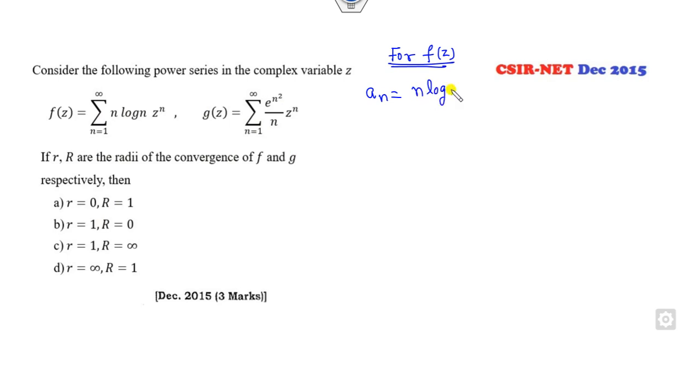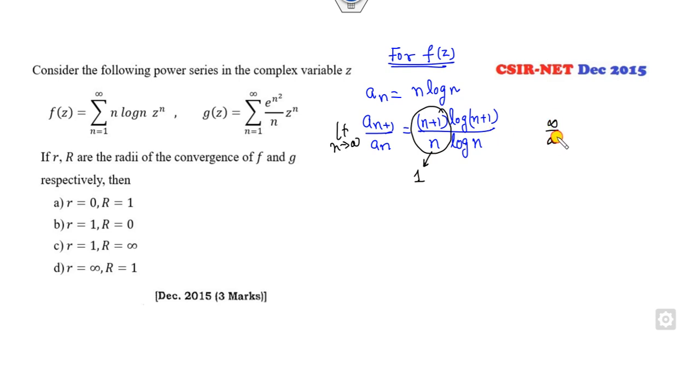an is n log n. So I can find an plus 1 over an. So it will be (n plus 1) log of (n plus 1) divided by n log of n. So can you take the limit as n approaches infinity? This value will be infinity by infinity form, so I can apply the L'Hopital rule here. Now this value goes to 1.